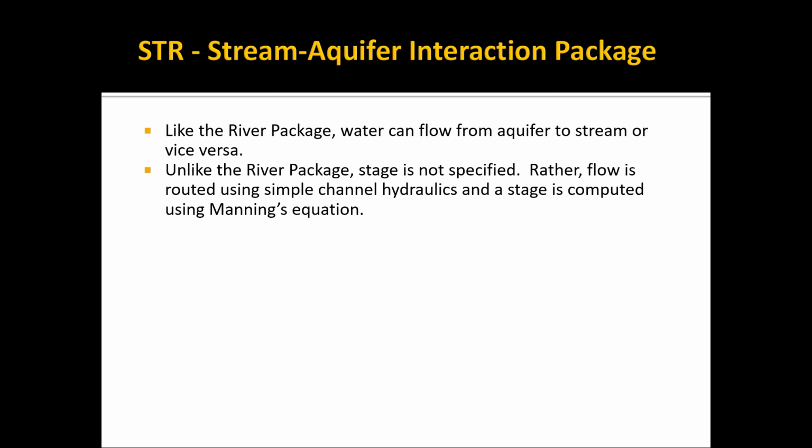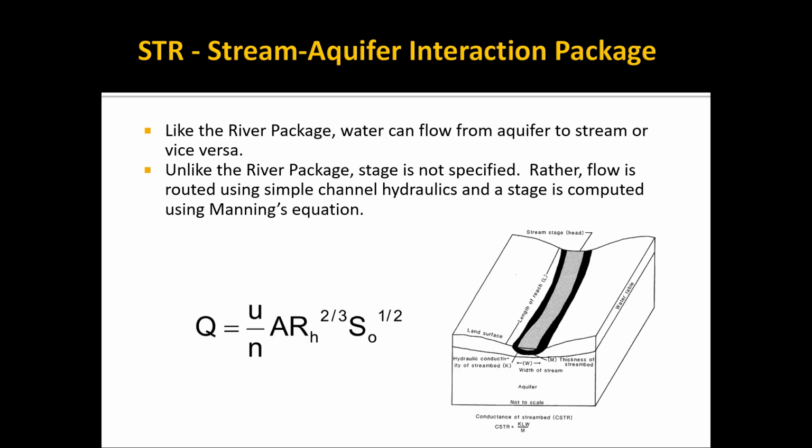So you would use this in cases where the flow of water from the aquifer to the river has a significant impact on the stage, and you want to do some predictive simulations, for example, to see what kind of impact different fluctuations in the water level will have on the river. In this case, instead of specifying the stage, the flow is routed using simple channel hydraulics, and MODFLOW calculates a stage using Manning's equation.